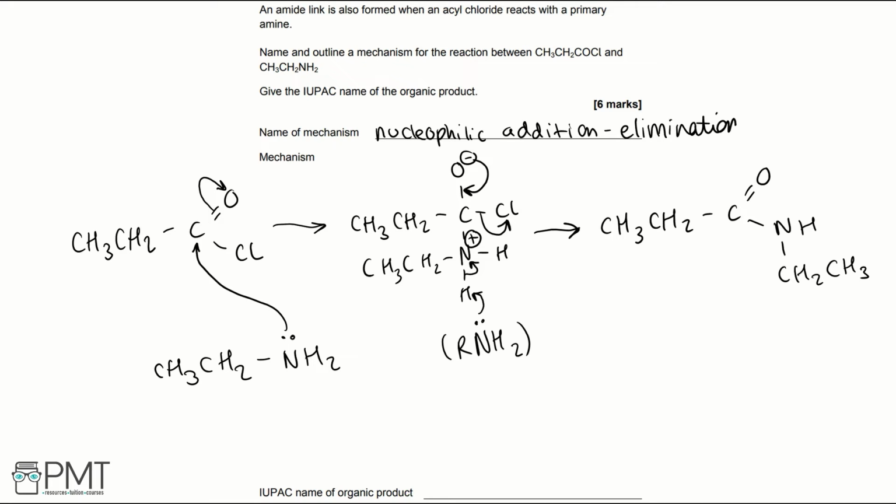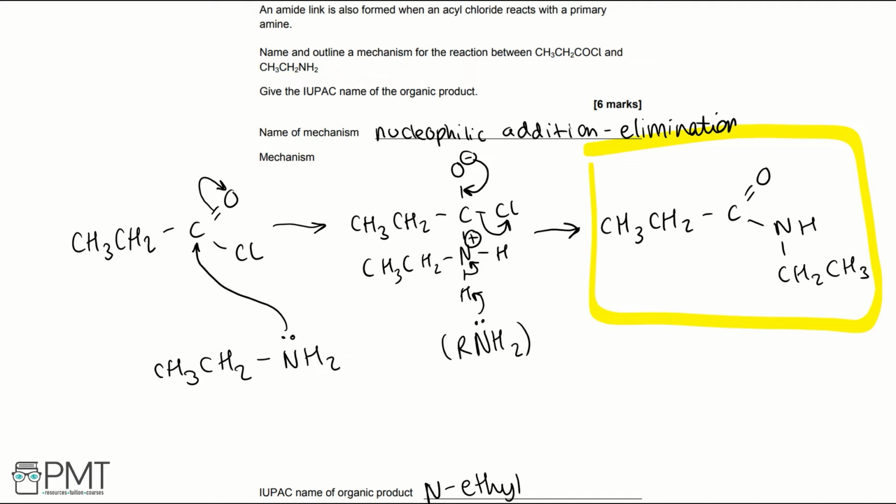And the IUPAC name of the organic product, so the organic product is this final bit of the mechanism, and that is called N-ethyl propanamide, because that's the functional group, the amide. The amide is this C double bond O, NH group in the organic product. So N-ethyl propanamide.